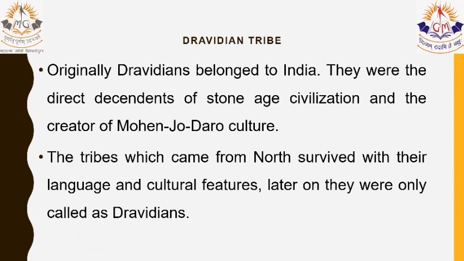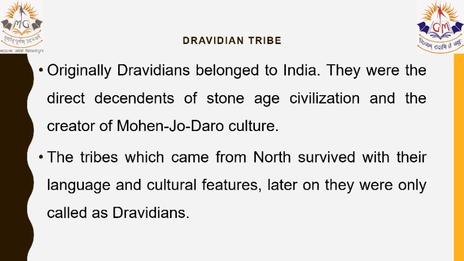Now let us learn about the tribe which existed in India while all these foreign tribes were coming from outside of India. Now let us learn about the Dravidian tribe which existed in India right from prehistoric times. Originally, Dravidians belonged to India. That means they were not a foreign tribe which came to India. The Dravidians are considered to be the first inhabitants of India. They were the direct descendants of Stone Age civilization.